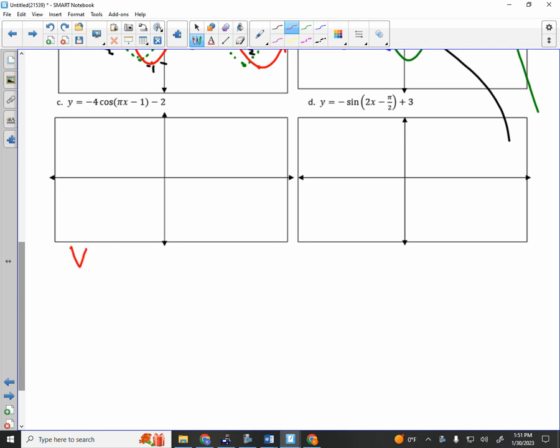Vertical shift, -2. Amplitude, +4. So if the vertical shift is -2, does anybody know what the highest spot of the graph is going to be? +2. How come, Izzy?